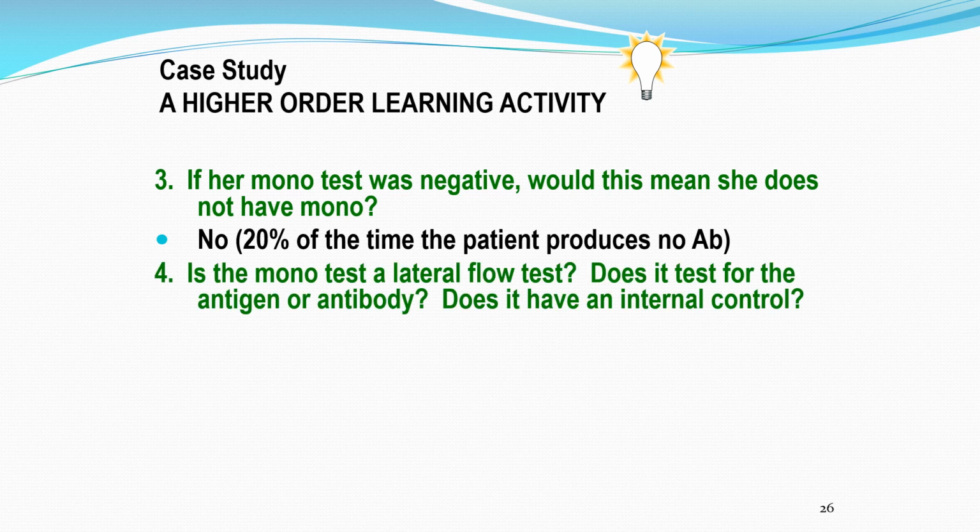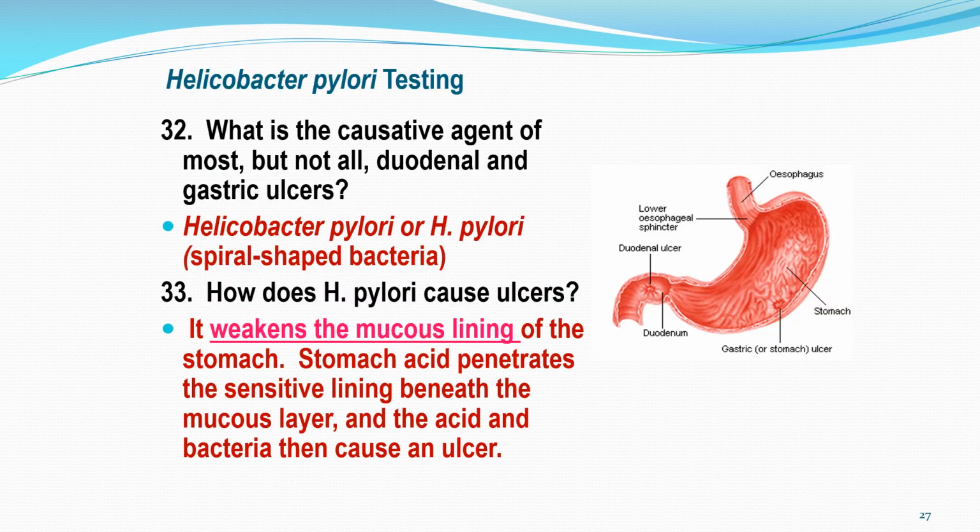Is the mono test a lateral flow test? Does it test for antigen or antibody? And does it have an internal control? Yes. It is a lateral flow test. It tests for the antibody, and yes, it does have an internal control.